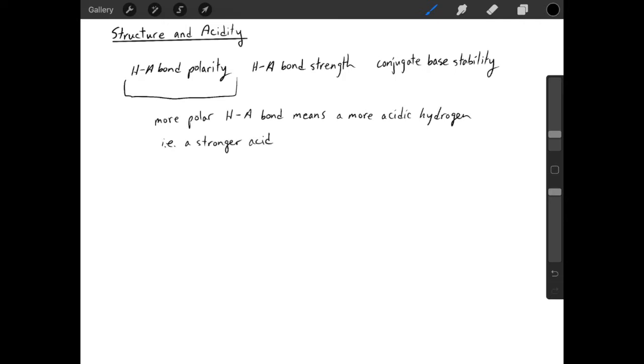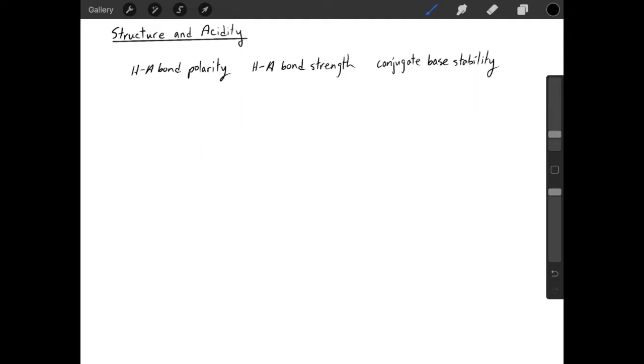In a highly polar bond, more of the electron density is removed from that hydrogen, making it more like a bare proton. The second factor is the bond strength between the acidic hydrogen and whatever it's bonded to. And the weaker that bond is, the more likely that H+ is to dissociate.